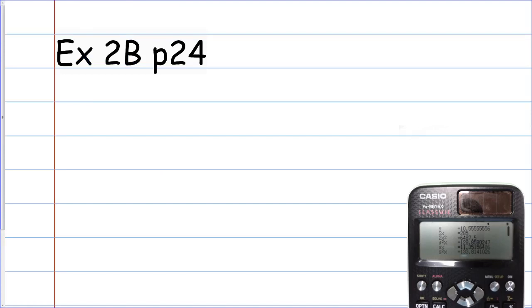I'll give you a bit of time to have a go at this. Pause this if you want. Have a go at exercise 2B. I'd suggest doing a couple of questions until you realise how similar they are, and then we're going to move on to the next bit.